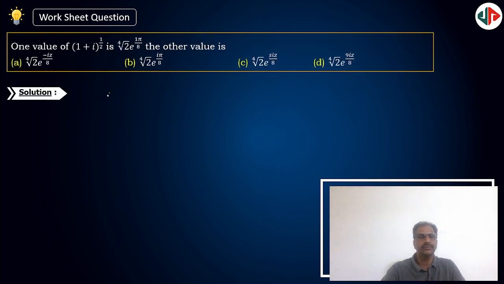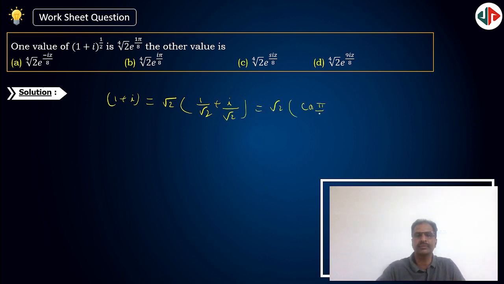Next, one value of (1 plus I) whole power 1 by 2 is given. You have to find the other value. For that, first express 1 plus I in modulus amplitude form. For that, multiply and divide by its modulus. The modulus of 1 plus I is root 2. So multiply and divide with root 2 first. And this 1 by root 2 can be written as cos pi by 4, plus I into 1 by root 2, which can be written as sin pi by 4. So this is root 2 into cis pi by 4.